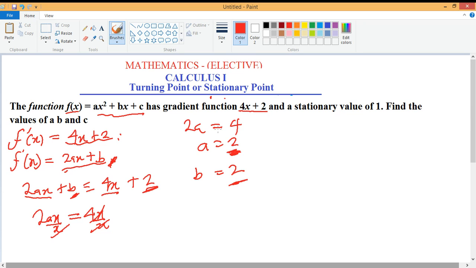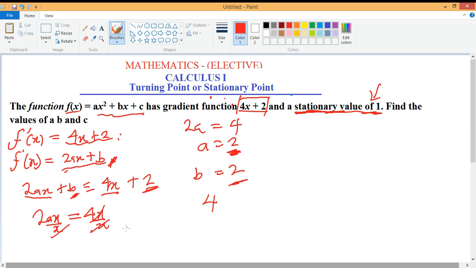Remember, this is a stationary point. Sorry, this is a gradient function, and they said the stationary value. The stationary value is 1. Since this is the stationary value, it means that the gradient at the stationary point is 0. Let me even ask this question. The stationary value of 1, what does it refer to? You know that it refers to the y coordinate. So take note of that. It refers to the y coordinate. This is a stationary value.